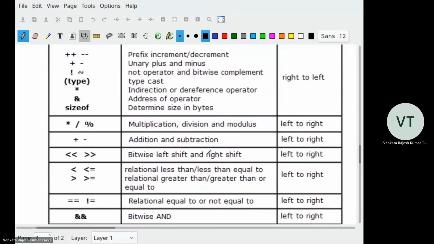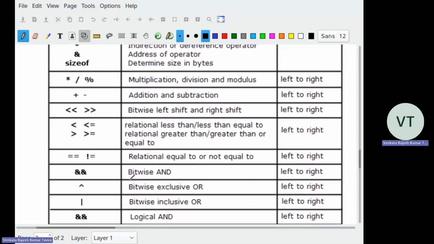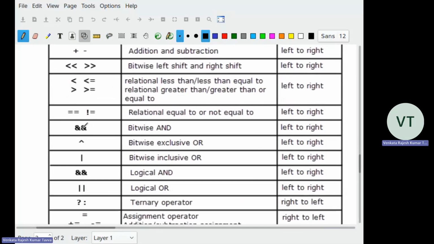All right. And so on. So there are different operators. Only mistake in this chart is this and. There are two ands here, 2 ampersands. Bitwise and is only 1 ampersand. Logical and has 2 ampersands. Okay. So just keep that in mind.